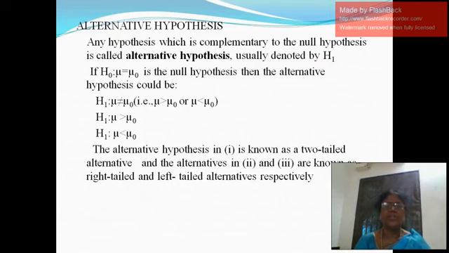The first one is known as the two-tailed alternative and the other two are known as left tail and right tail respectively. We call the first one two-tailed because there are two possibilities. If mu is not equal to mu naught, then we can have mu greater than mu naught or mu less than mu naught. And in the second case, we have only one chance, that is mu will be greater than mu naught, or the second one is mu less than mu naught.